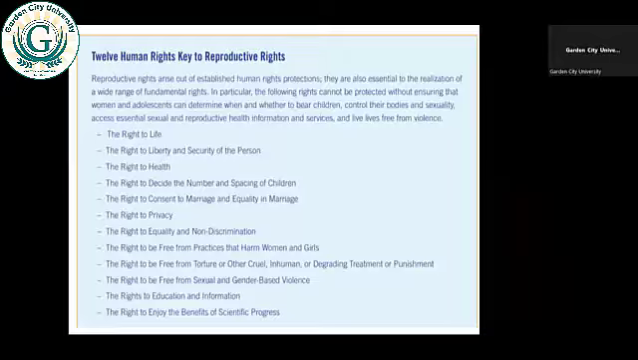There's the right to be free from torture and other cruel, inhuman, and degrading treatment or punishment. There's the right to be free from sexual and gender-based violence. There's the right to education and information, and the right to enjoy benefits of scientific progress. These are human rights that we must know. Even though it's not practiced in your immediate environment, these are the standards, these are the ideals. So we may be asked in an exam, you will not write what is obtainable where you are living, but you have to write the standard general reproductive rights.